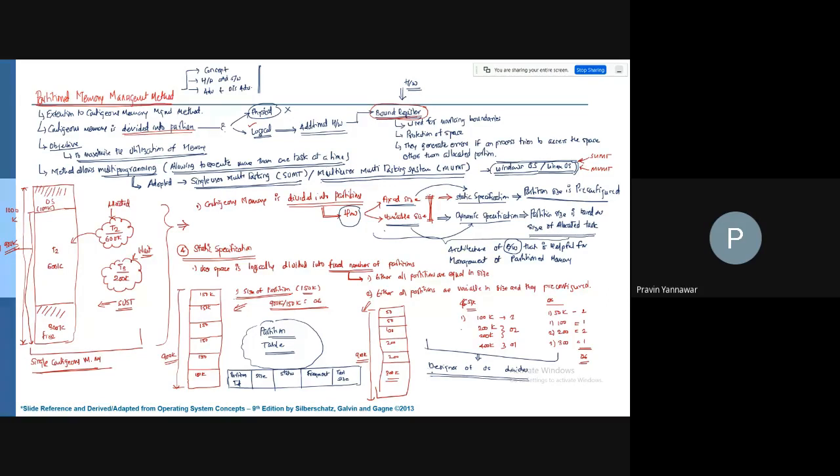Since they are pre-configured, these partitions are designed at once only. So they are not at all variable. They are designed at once in both specifications, either as fixed size partitions or as pre-configured partitions. They are designed at once only.